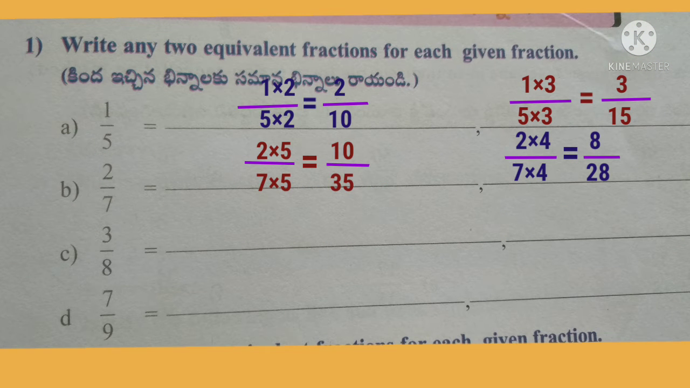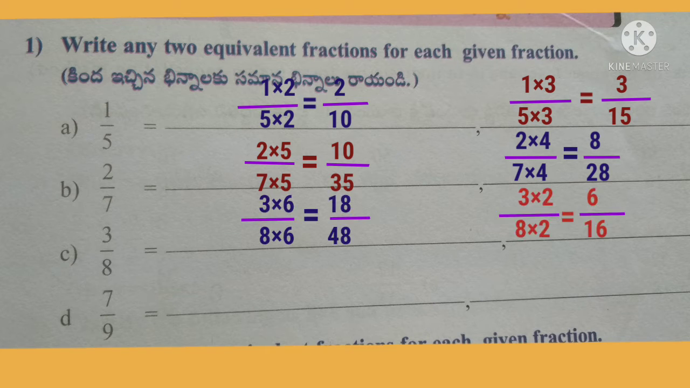First one, 1 by 5. Therefore, the equivalent fractions of 1 by 5 are: by multiplying numerator and denominator with 2 we get 2 by 10. By multiplying numerator and denominator with 3 we get 3 by 15.